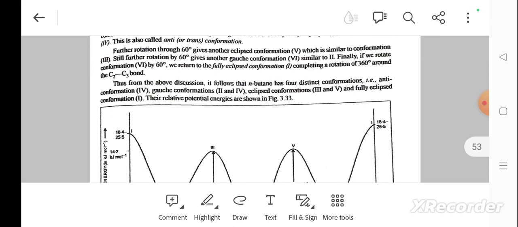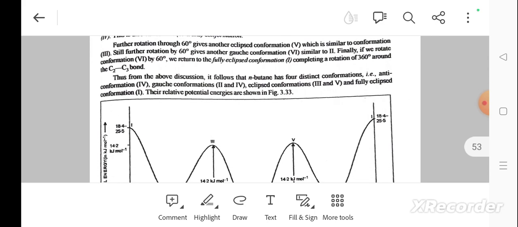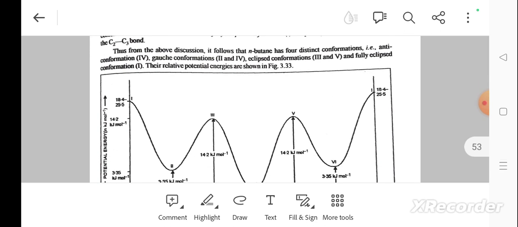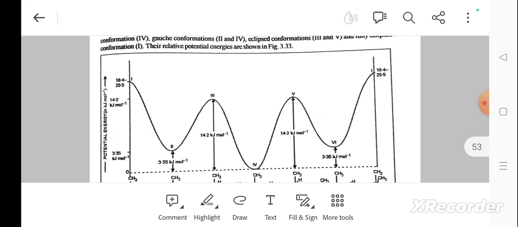The complete rotation of 360 degrees around the C2-C3 bond takes the form of the above discussion. It follows that n-butane has four distinct configurations: the anti configuration, the gauche configurations second and sixth, the eclipsed configurations third and fifth, and the fully eclipsed configuration first. Their relative potential energies are shown in figure 3.33.